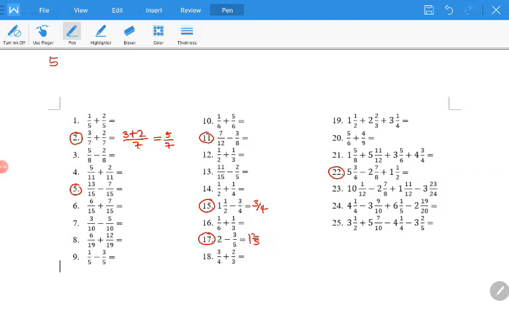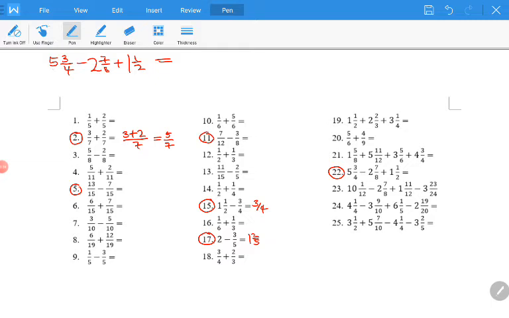5 3/4 minus 2 7/8 plus 1.5. So the first thing here is to convert the mixed numbers into improper fractions.